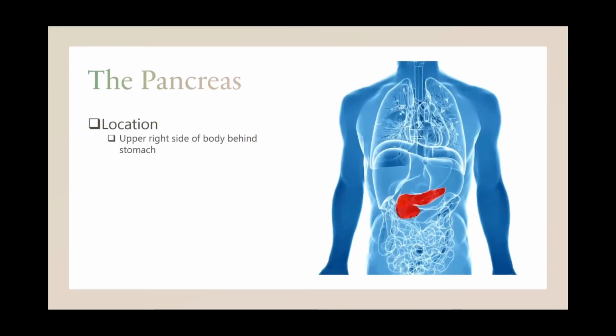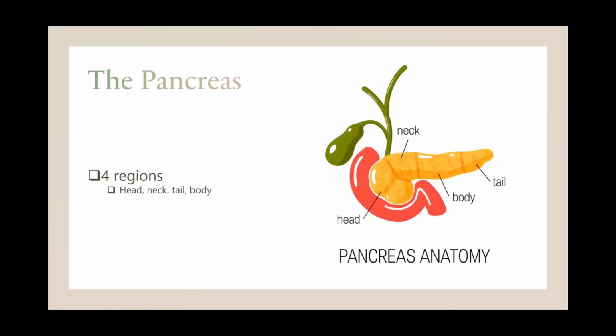Now for some background on the pancreas. The pancreas is the elongated spongy organ in the back of the abdominal area on the patient's upper right side, or if you're using your own body, upper left side. The pancreas has 4 regions: the head, also known as head proper, neck, body, and tail.